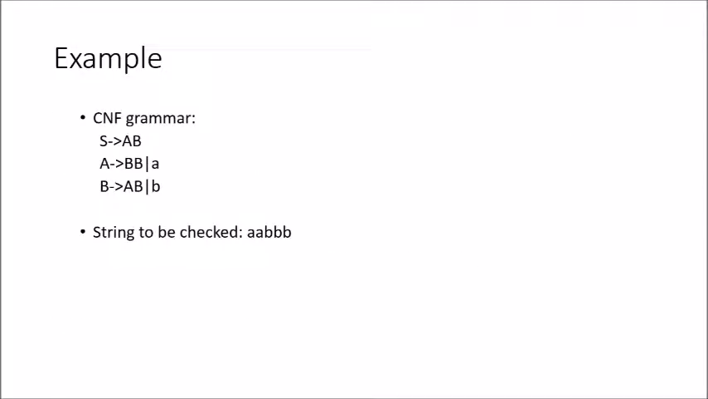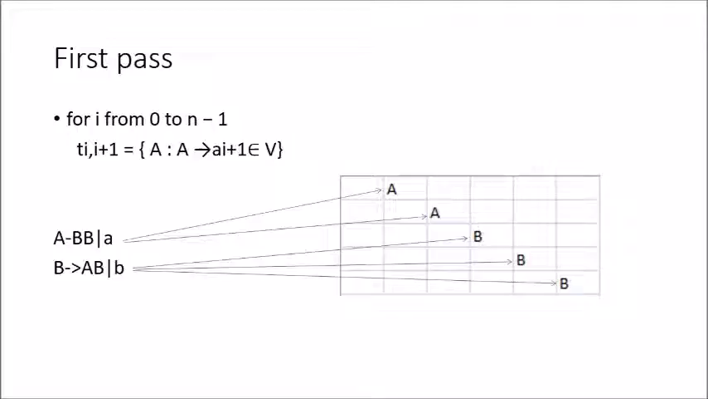Okay, so now we'll look at an example. We'll use the following CNF grammar and string to check our algorithm. On the first pass, we'll go through our first loop and we will find the non-terminal symbol that matches our terminal symbol. So we have big A that produces little a and big B produces little b. So we map these to the matrix as AA, B, B, B.